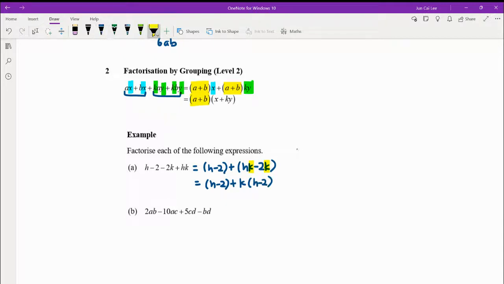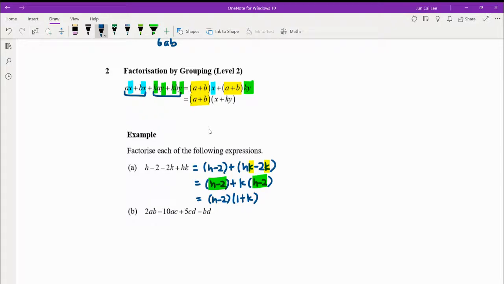And now as you do so, you realize that there is now an h minus 2 in common for both terms. You take that out again. If you take out h minus 2 from the first term, you'll be left with 1. If you take out h minus 2 from the second term, you'll be left with k. And that's it for this factorization.